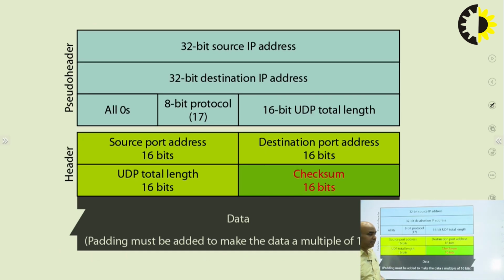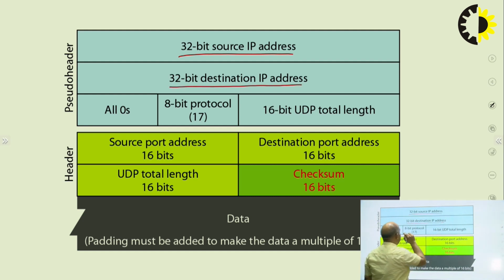Okay, this is the pseudo header. If you see in this pseudo header, we have a 32-bit source IP address and a 32-bit destination IP address, and we have all zeros, an 8-bit protocol field, and a 16-bit UDP total length. This is with respect to UDP.